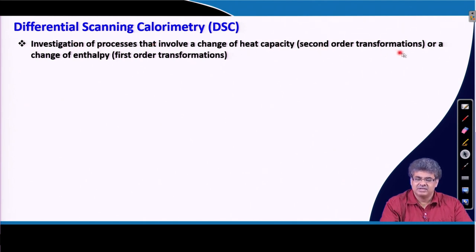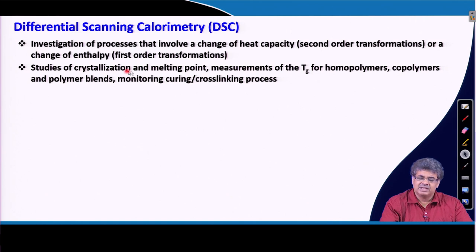In differential scanning calorimetry, or DSC in short, it is used to investigate processes that involve changes in heat capacity, second order transitions like Tg, or a change in enthalpy, first order transitions like Tm, melting. Studies of crystallization and melting point, and measurement of Tg for homopolymers, copolymers and polymer blends can be done using DSC. We can also monitor other chemical events like curing, cross-linking and degradation. Any process which evolves or absorbs heat in the system can be followed using DSC.